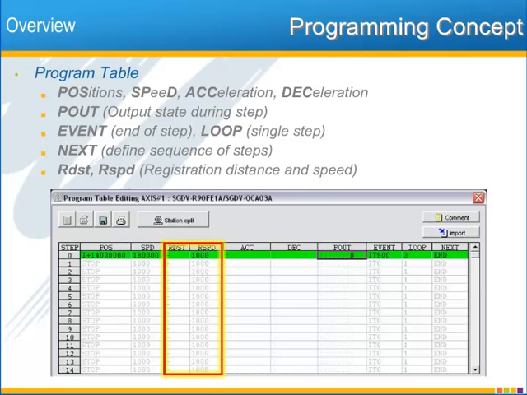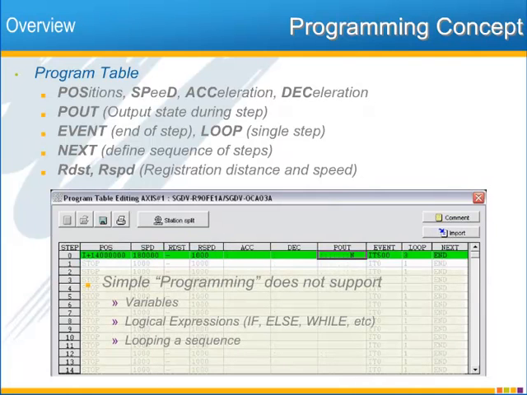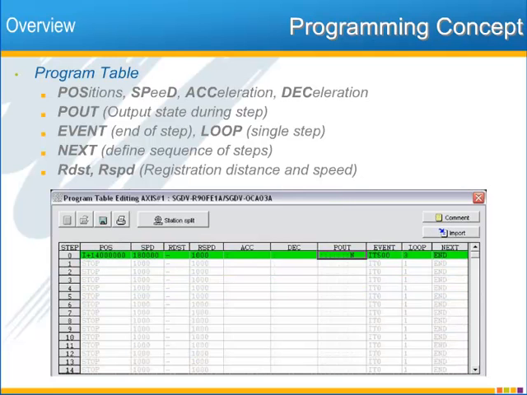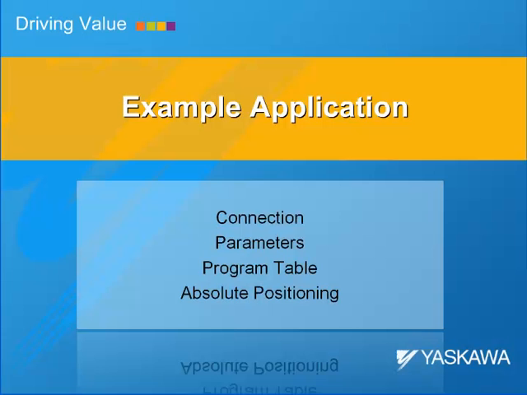And you can see that this is all very simple programming, if you even want to call it that. There are no variables, no logical expressions, and no looping of move sequences. The indexer does its job well, but it is intended to be used with a PLC for all but the most simple applications. Now let's take a look at a quick example of a new application. I'll outline the steps for connection and configuring the application parameters, the program table, and then I'll take it one step further and look at absolute positioning.